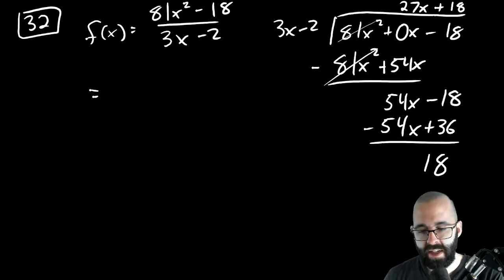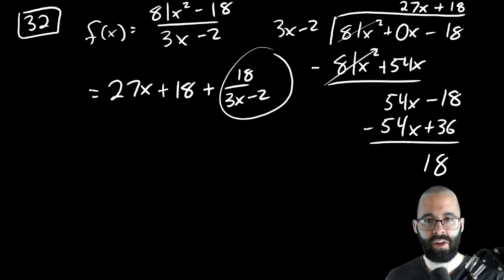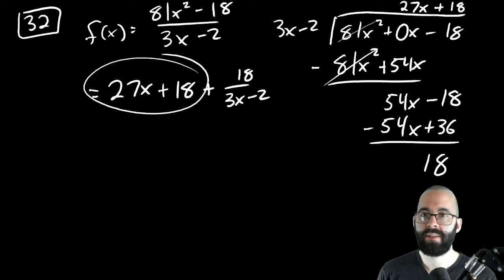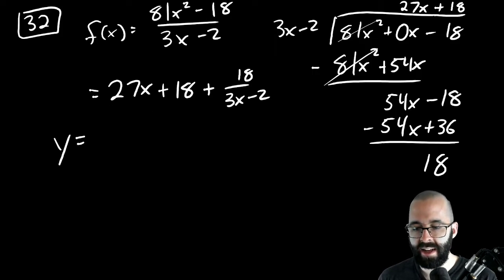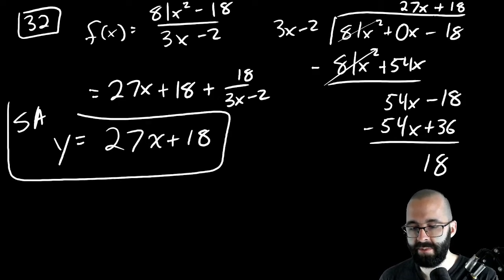So this function is equal to 27x plus 18. And then our remainder is also 18. Which means that in the middle, it kind of behaves like 1 over x. Locally, it kind of behaves like this. But the end behavior is like this. So we're saying our slant asymptote is y equals 27x plus 18.